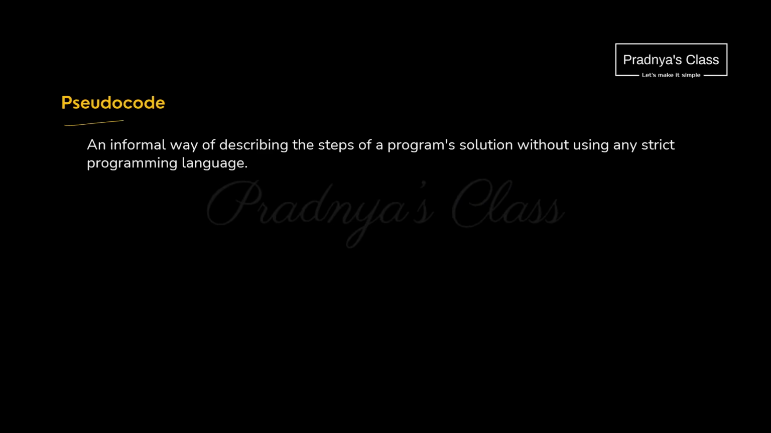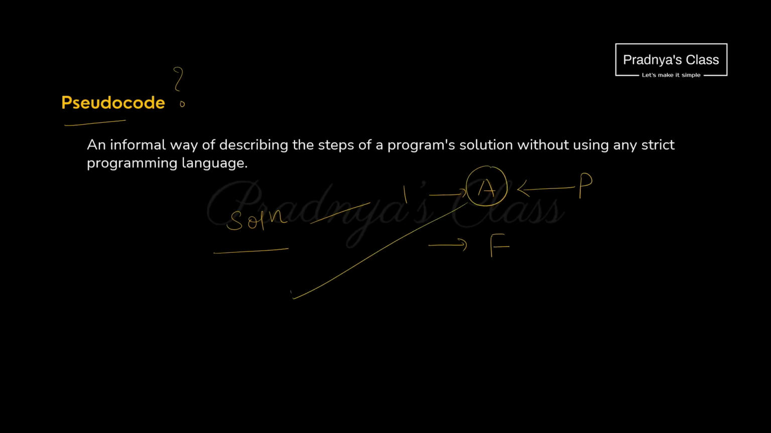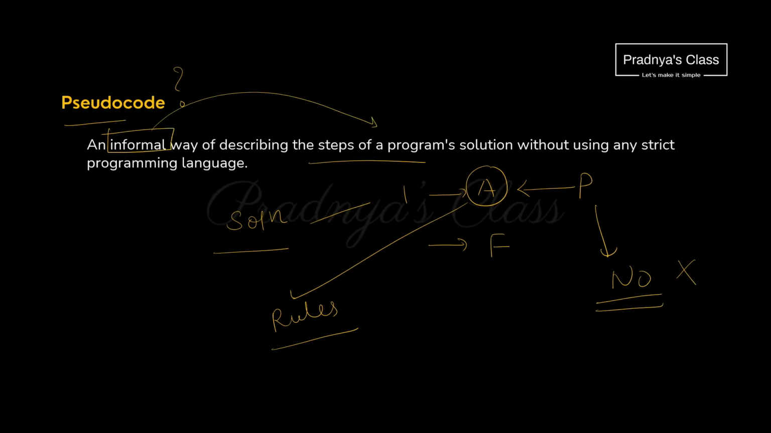We are proceeding to the last topic, that is pseudocode. We understood that to write the solution for a problem, the first step is to write an algorithm, then the second step is to draw a flowchart. Now what is this pseudocode? Pseudocode is just like an algorithm, but in an algorithm we follow certain rules on how to write the solution. But in the case of pseudocode, you need not follow any rules. That's why it is called an informal way of describing the steps. It means the way you want, you write it.